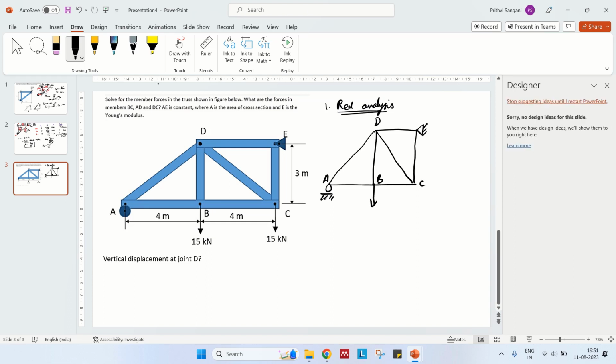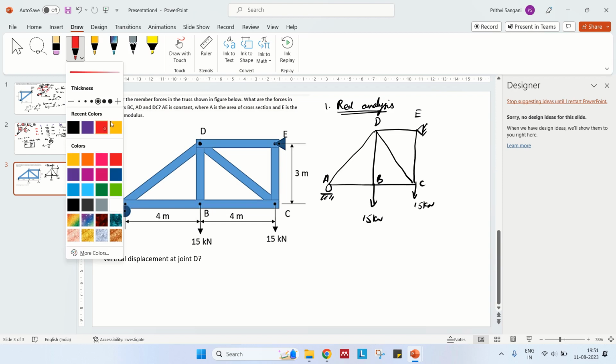15 kilonewtons, and this is also 15 kilonewtons. So let us find the support reactions first. Okay. So we can find the vertical reaction of this support E directly.